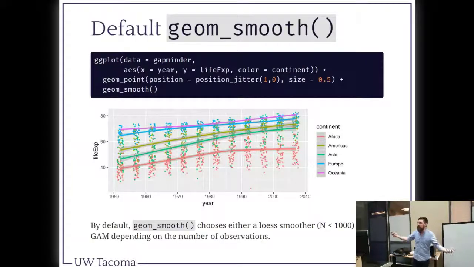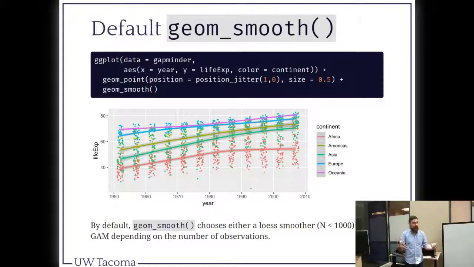So, for instance, here, I've taken a ggplot of all the Gapminder data, aes x equals year, y equals life expectancy, color equals continent, and then I say geom_point, and I've position jittered it so we can see the individual observations, so we know our smoother is actually going through our data in a realistic way. This is the default geomSmooth. In this case it's a LOESS smoother because the individual groups have less than 1,000 observations. If an individual group had over 1,000 observations, it would fit a GAM model instead.